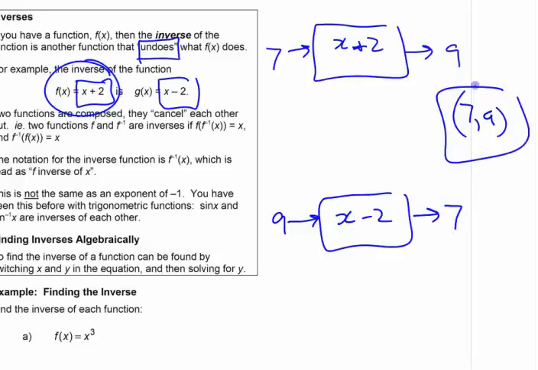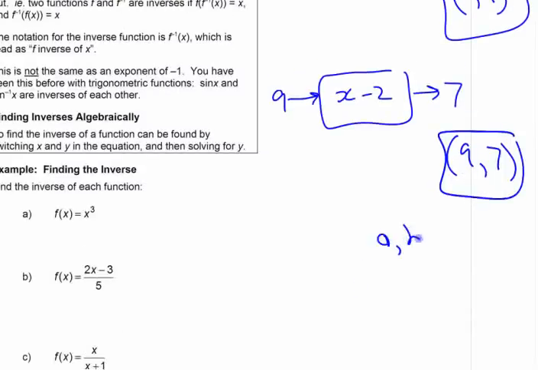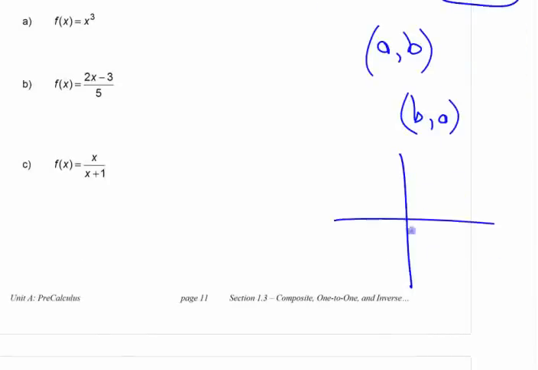The first one turned a 7 into a 9. This one turns a 9 back into a 7. So the reverse point, (9, 7), is on that one. If a, b is on a function, you know the point b, a is on the inverse function. For a graph, that is like a reflection across this line right here. If you have a point that is (2, 1), that point gets reflected to (1, 2) as its inverse. The coordinates are just reversed.